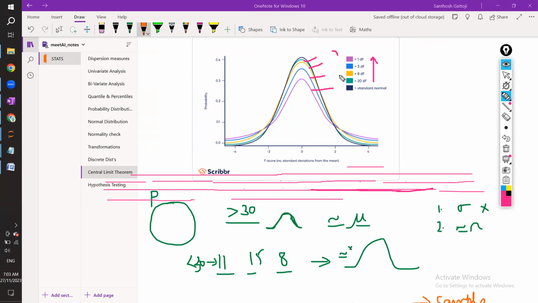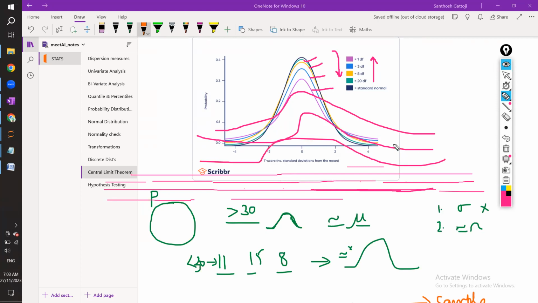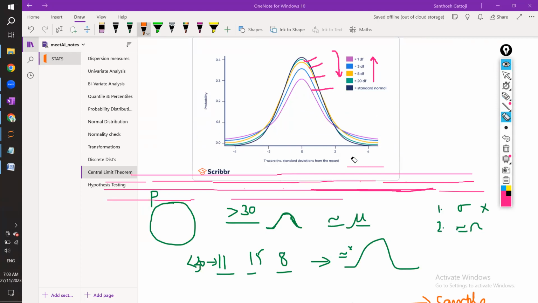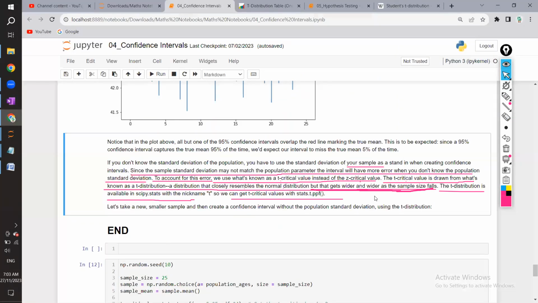That means as the sample size is falling, the distribution is getting wider and wider. And if the sample size is increasing, it will become shorter, or you could say thinner, and it will go to the normal distribution shape. So it's saying the same thing. It gets wider and wider.